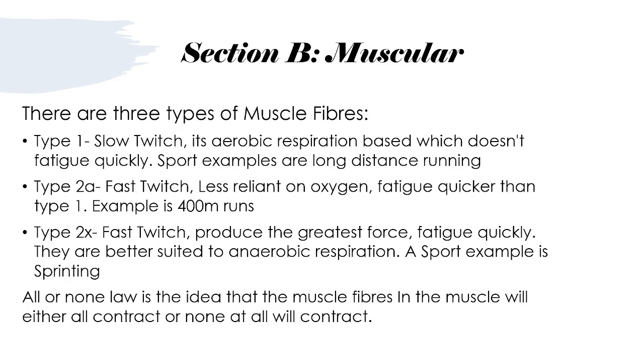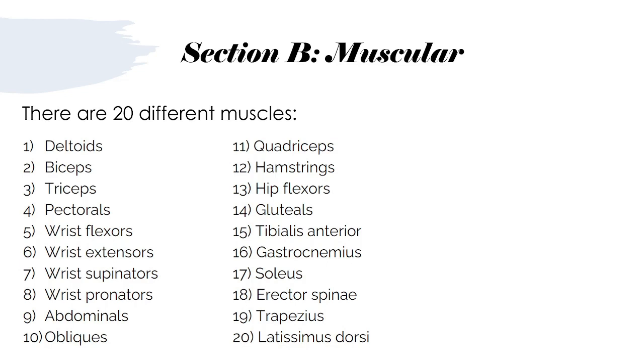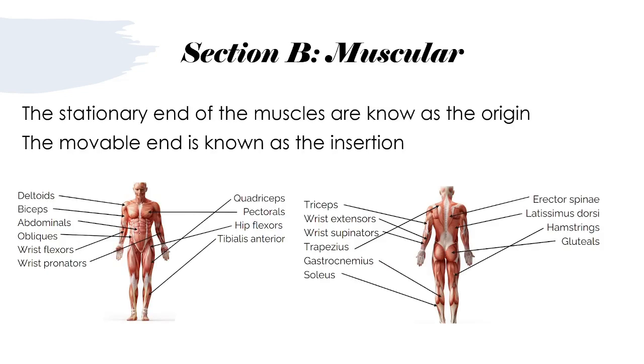The all or none law, very simple. It's just the idea that the fibers in the muscle will either all contract or none of them will contract at all. 20 different muscles you need to know, deltoids all the way through to the latissimus dorsi. Again, they're shown in these pictures, you just need to know where they are. Flashcards can help with this, diagrams can help with this. The stationary end of the muscle is the origin. The movable end is the insertion.